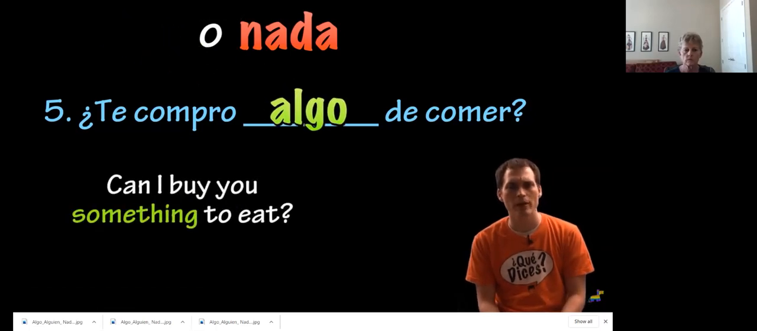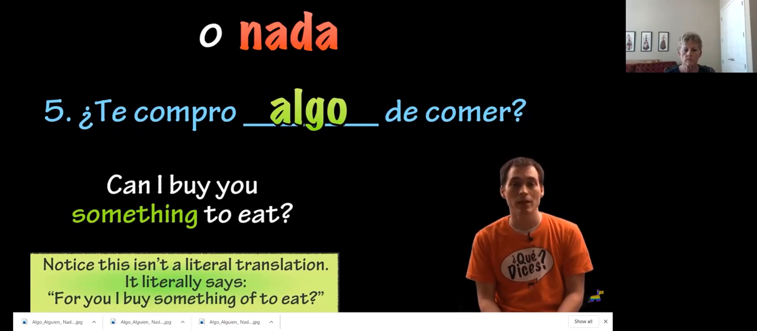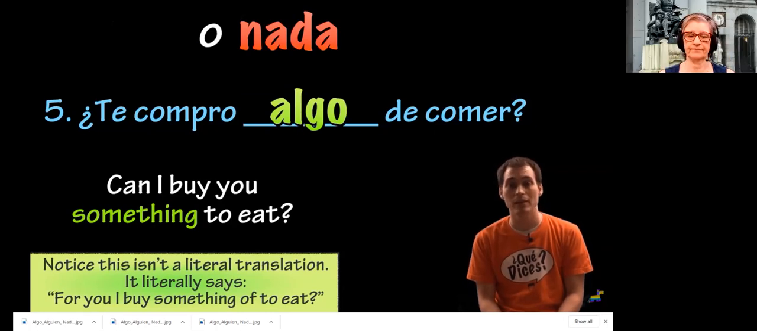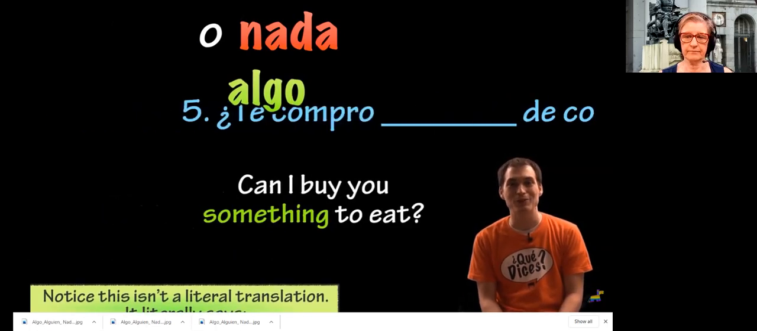¿Te compro algo de comer? Notice this is not a literal translation. As we'll find a lot in Spanish, things don't always translate correctly to English. So in English we'd say, can I buy you something to eat? In Spanish, this is a fairly natural construction of, for you, I buy something of to eat. Sounds kind of weird when you translate it, but it sounds fine in Spanish.